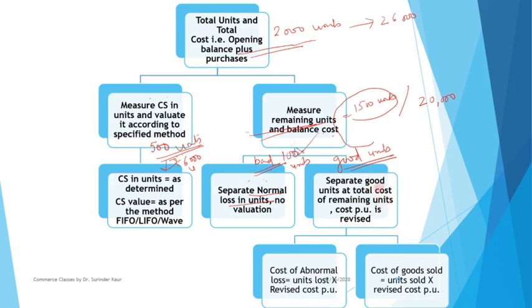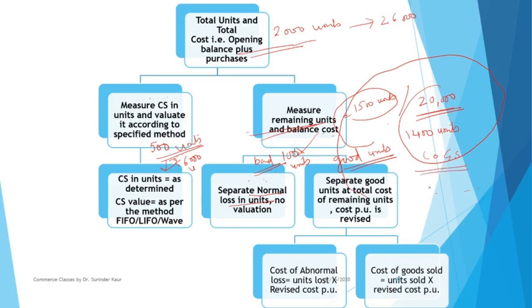So this will be separated out, and now this whole overall cost of 20,000 will be spread over the remaining good units, that is 1400 units. Now these units are either sold off fully if you are having no abnormal loss. So if these are sold off, then this is your cost of abnormal loss. These are sold off, then this is your cost of goods sold. Okay, so this is your cost of goods sold if these are sold off.